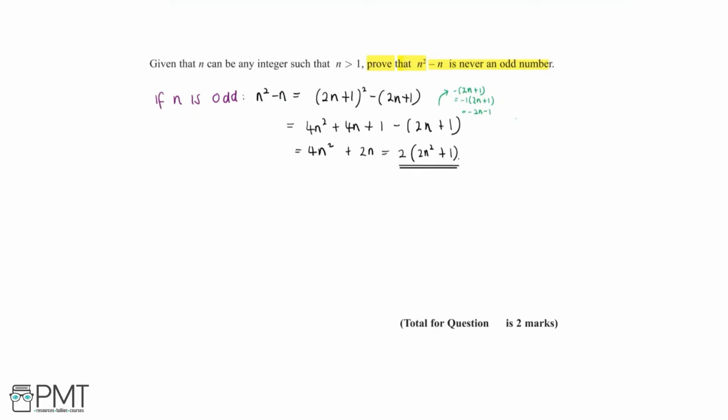Now since we've been able to factorise the 2 out, we've proven that 4n squared plus 2n is a multiple of 2. And so if it's a multiple of 2, it must be an even number. And so we've now proven that if n is odd, n squared minus n is an even number.